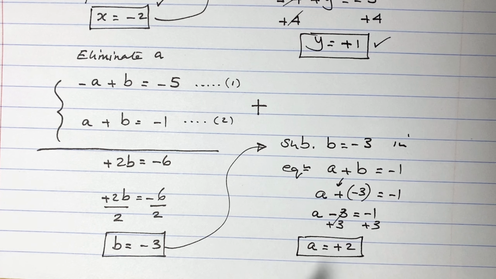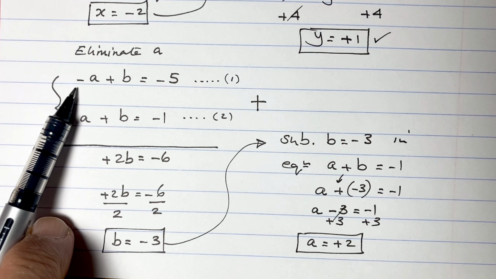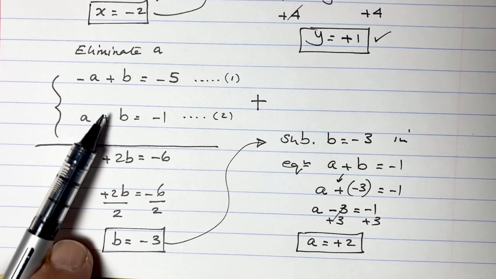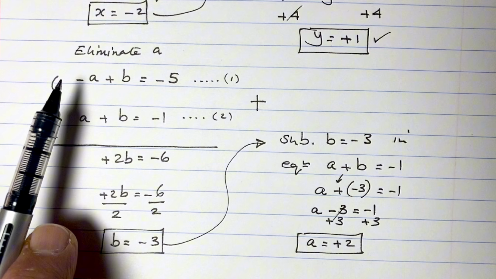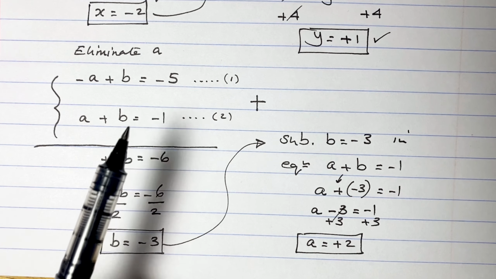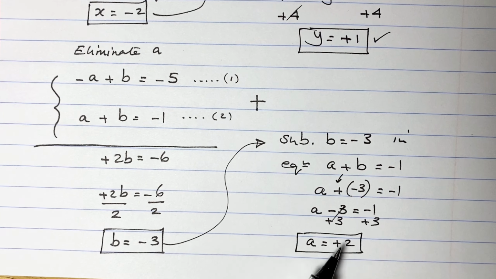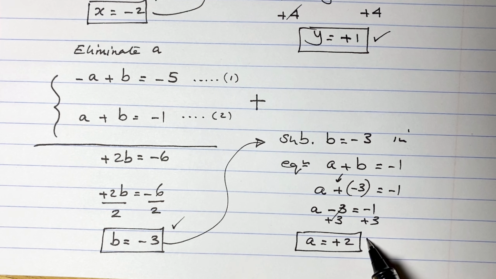Check. Minus a, which is minus 2, plus b, which is minus 3. Minus 2 minus 3 is minus 5. And a, which is 2, plus minus 3 makes minus 1. Both answers are correct.